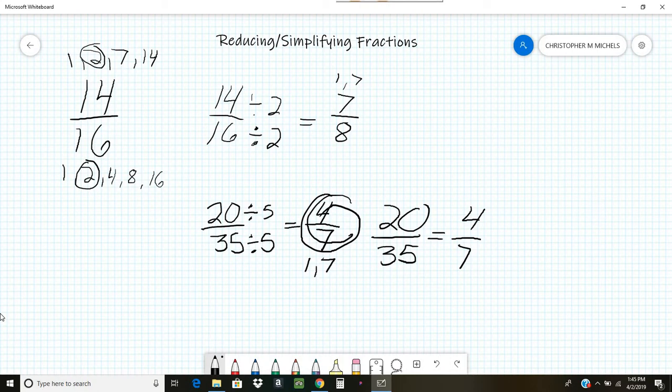Now with these, people always ask me, Mr. Michaels, what's the secret to being good at reducing fractions? I always kind of give the simple answer. If you know your times tables, these are pretty manageable to do. If you don't know your times tables, you might have to struggle. You might have to fish around a little bit for the answer.